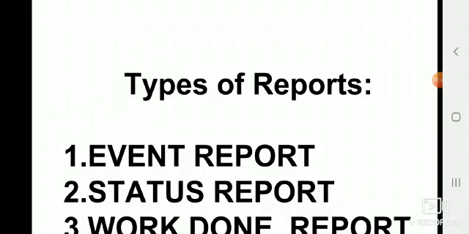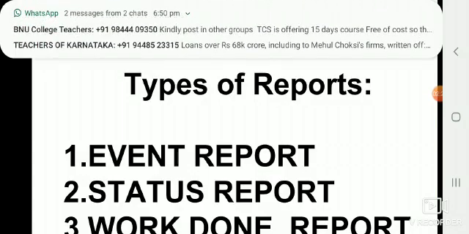Now, third point is types of reports. Generally speaking, there are many kinds of reports like executive report, incident reports, committee reports, research reports, etc. But let us not discuss those reports now. In this semester, they have prescribed three types of reports. Number one, event report. Number two, status report. Number three, work done report, or we can also say survey report.